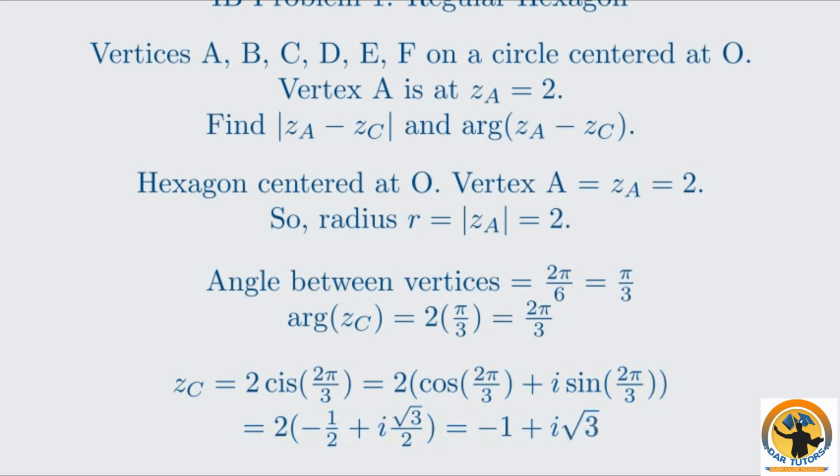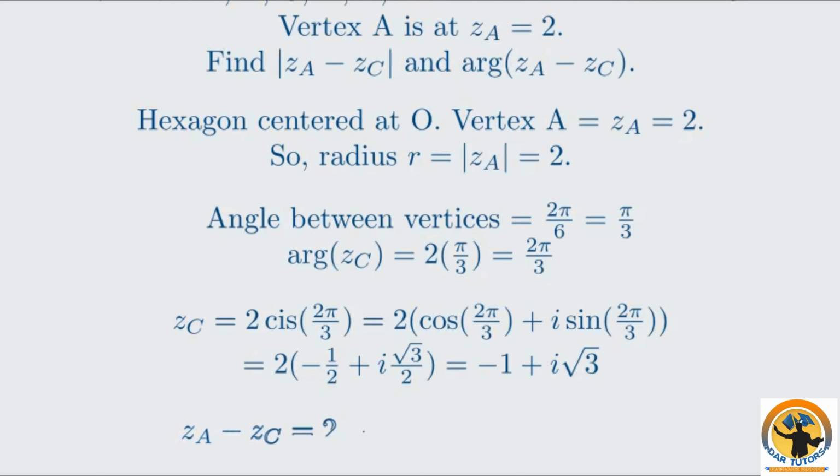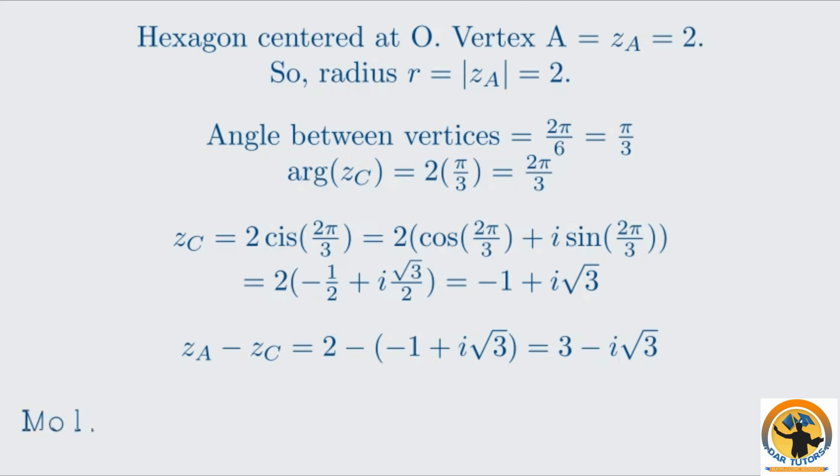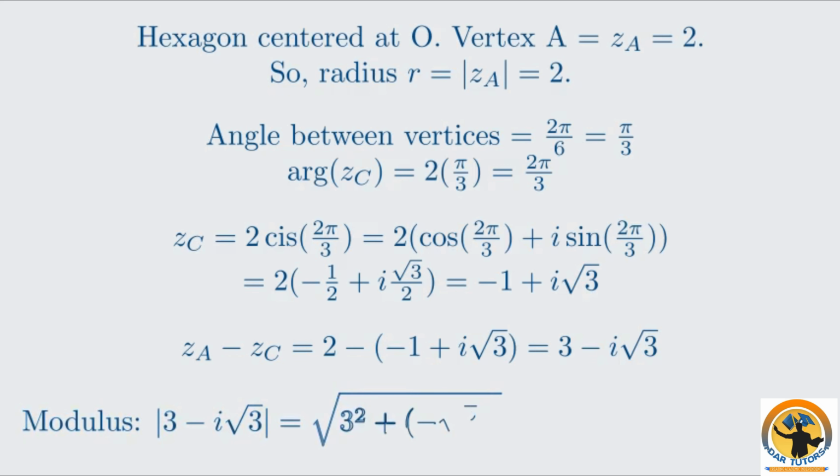Now we can find A minus C. This is 2 minus our 1 plus i root 3, which equals 3 minus i root 3. First, the modulus. It's the square root of 3 squared plus negative root 3 squared, which simplifies to the square root of 12, or 2 root 3.